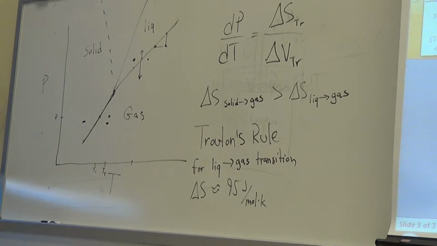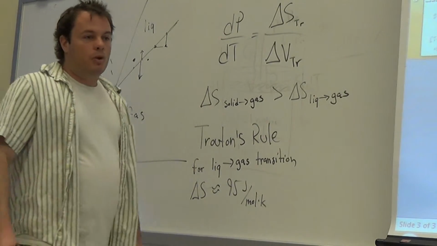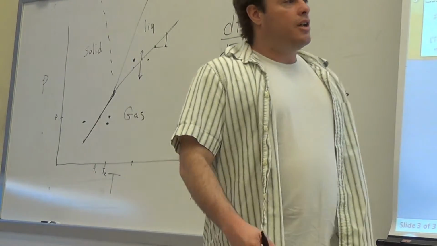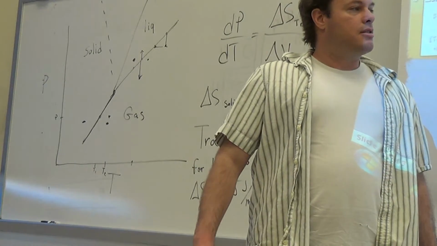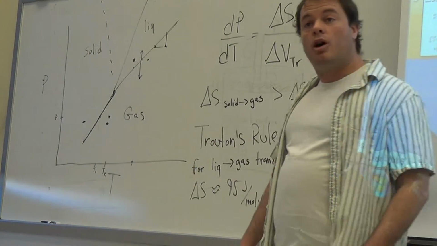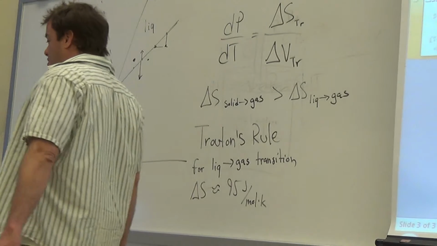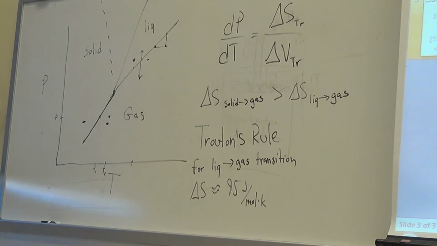Is that weird? Does that seem weird to you? Yeah, it seemed weird to me too. But apparently that's the case. It's essentially saying that the relative strengths of those intermolecular forces in the liquid phase are about equal. If they're not equal, then you've got a situation like with water, where the delta S is going to be larger for that phase transition.